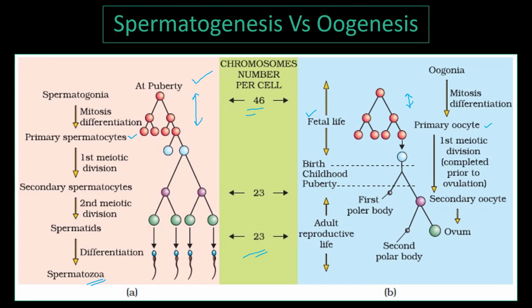The first meiotic division gets completed just before ovulation. So the process of development starts at the fetal stage, gets arrested, resumes at puberty, and then meiosis 1 gets completed just before ovulation, giving rise to the secondary oocyte. But the secondary oocyte is going to give rise to the mature ovum and the second polar body just after the penetration of the sperm cell. So this is a comparison of spermatogenesis versus oogenesis.